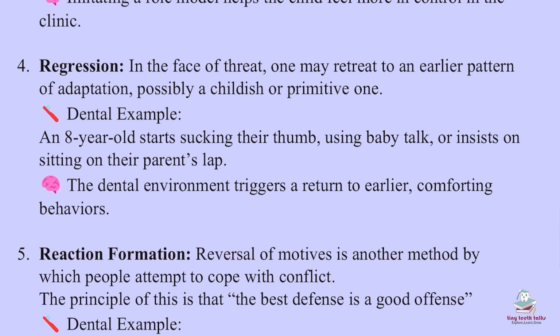Then regression. So in the face of threat, one may retreat to an earlier pattern of adaptation, possibly a childish or primitive one. The child reverts to baby-like behavior under stress. So when an 8-year-old starts sucking their thumb, using baby talk, or insisting on sitting on their parents' lap, you should understand that this is a regression. The dental environment triggers a return to earlier comforting behavior.